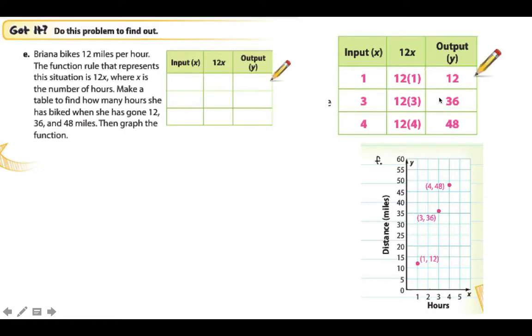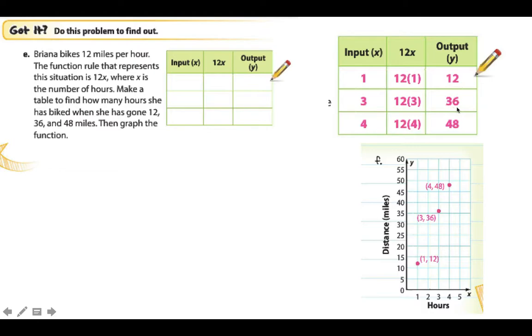Well, in the problem, they give us the output values. They give us the miles. So 12, 36, and 48. We should have written those in first. And now we've got to think what our inputs will be. Well, if we're doing 12 times x, that means we're going to multiply 12 times some number to get 12. Well, the only way we can get 12 by multiplying by 12 is to use 1. So 12 times 1 gives us 12.